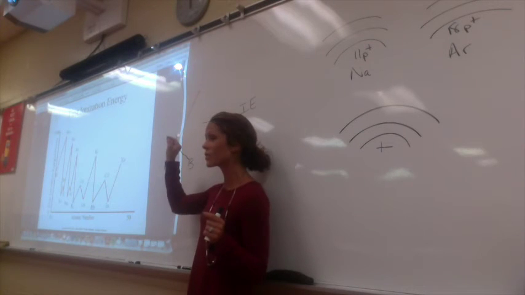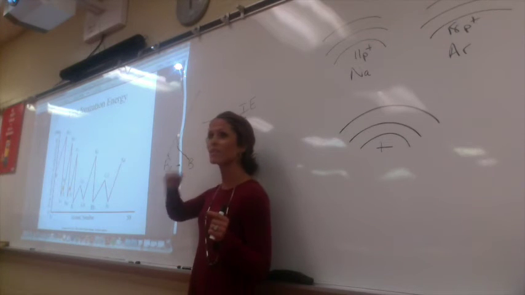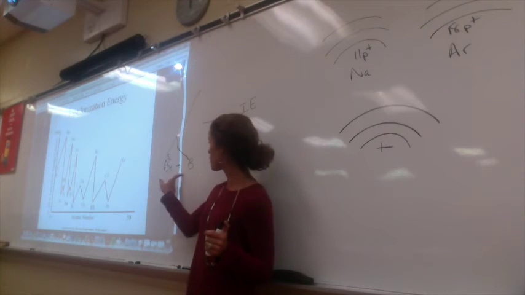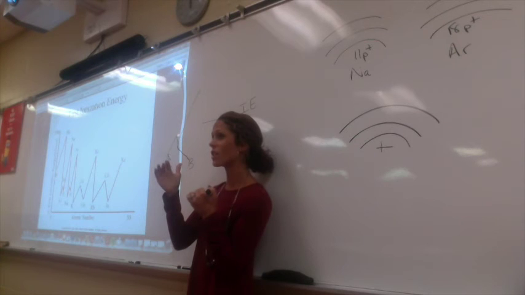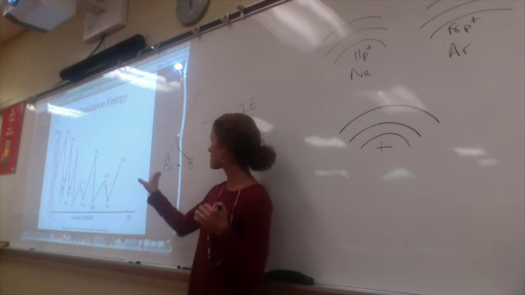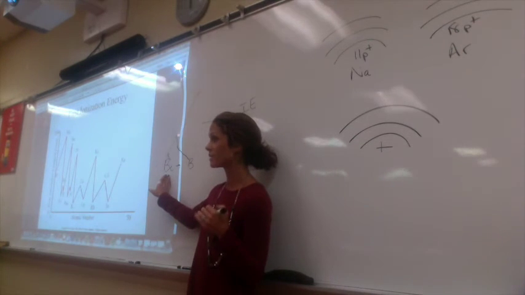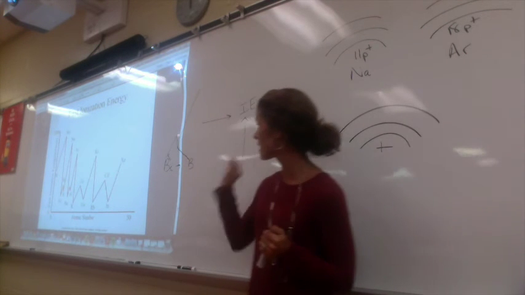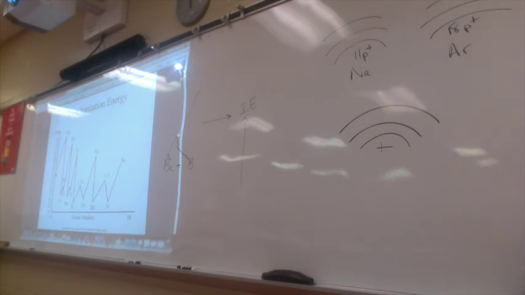You'll always see that little dip when you get to the next orbital because of shielding. So this p orbital is now shielded by s, so it doesn't feel as strong a force of attraction as the full s orbital did. Understand that? Okay. So we see a slight dip there, and there are some other oddities, but that's the general reason.